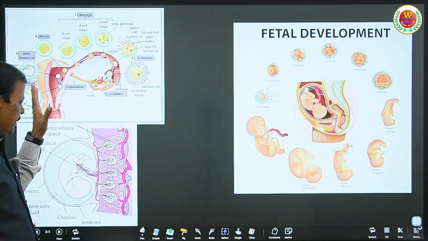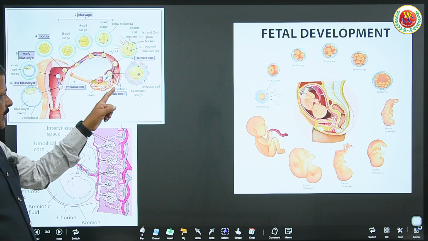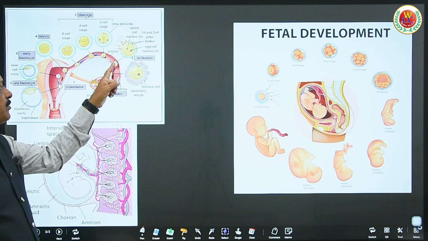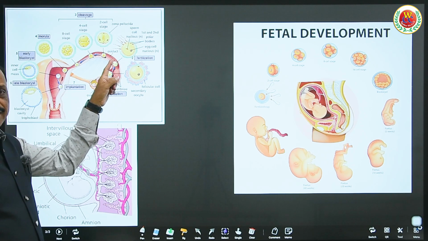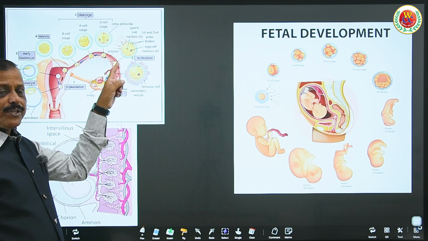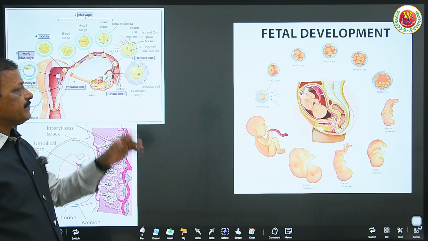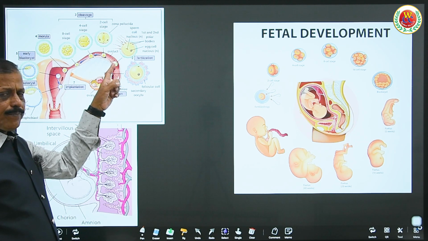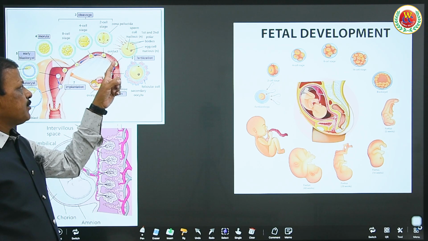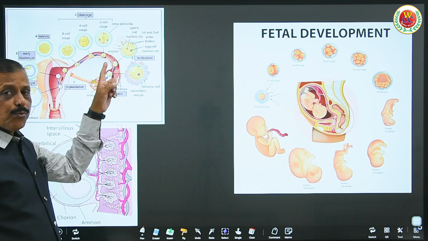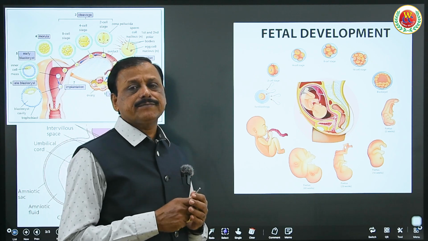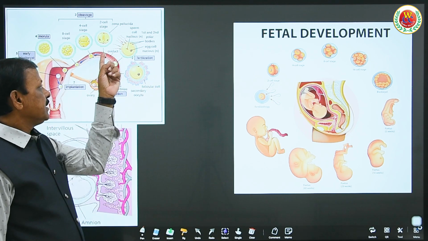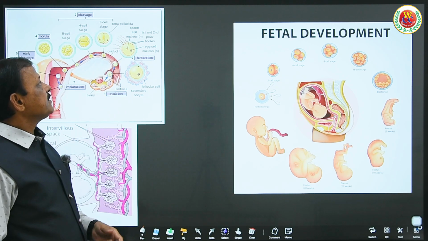embryo. We learned that when the ovum, that is the secondary oocyte arrested in metaphase, reaches the isthmus, the second meiosis is completed and fertilization occurs. We learned in detail how fertilization occurs in the last video. After fertilization, the zygote is formed, and after 15 hours of formation, it undergoes division and forms the two cell stage.